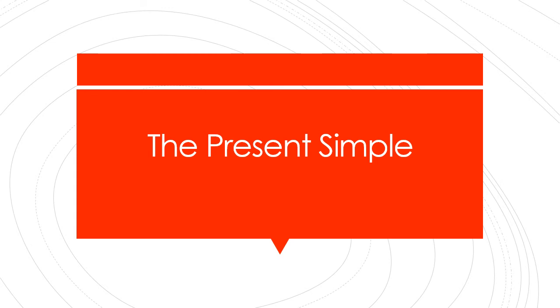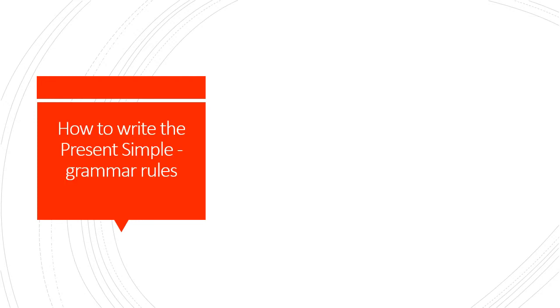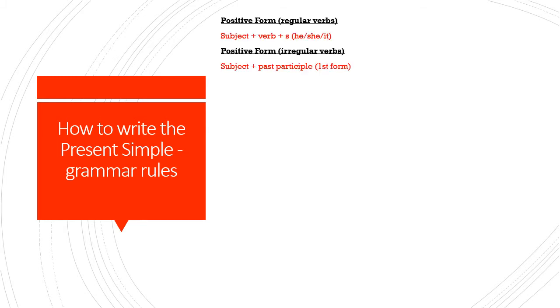Okay, so let's have a look at how we write and how we say the present simple tense. So let's have a look at the grammar rules, so how we write this tense. The positive form, so we start with the subject. So I, you, he, she, it, all of those.